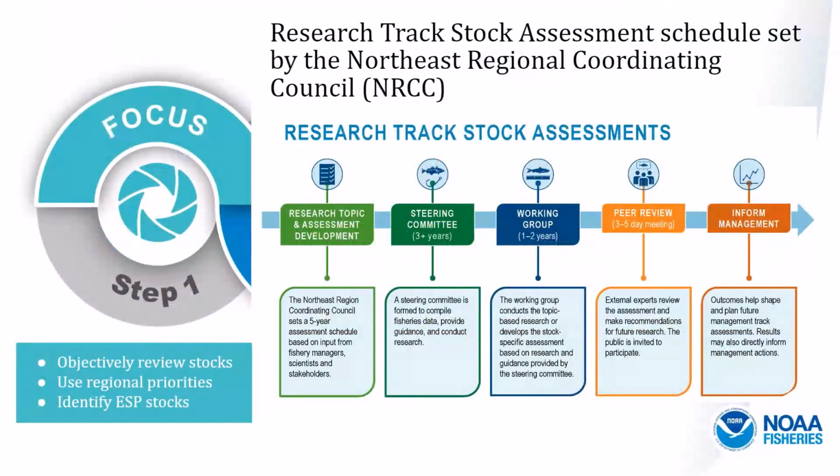So before showing an overview of what we've done with ESPs in the Northeast, it makes sense to explain how we picked the stocks for which we have done ESPs. So we are making use of our research track stock assessment timeline, which is set by the Northeast Regional Coordinating Council. This is a process that sets a 5-year timeline of the stock assessment schedule, with about 2 to 4 stocks assessed each year with an in-depth research track stock assessment, which used to be called a benchmark stock assessment, and I believe most other regions still call it a benchmark stock assessment.